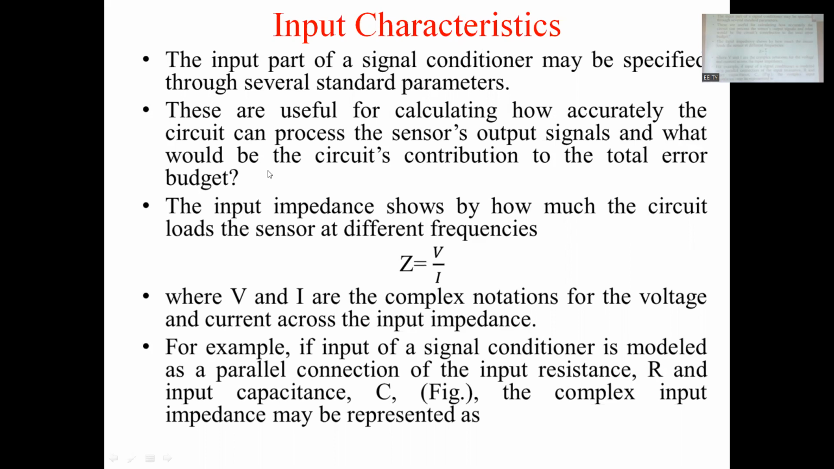For example, here this example is given. If the input of the signal conditioner is modeled as a parallel connection of the input resistance R and input capacitance C, the complex input impedance may be represented as follows. जर input characteristics किंवा input impedance of signal conditioner is modeled such that it is a parallel combination of resistance and capacitor, resistance आणि capacitor चं parallel combination असेल.